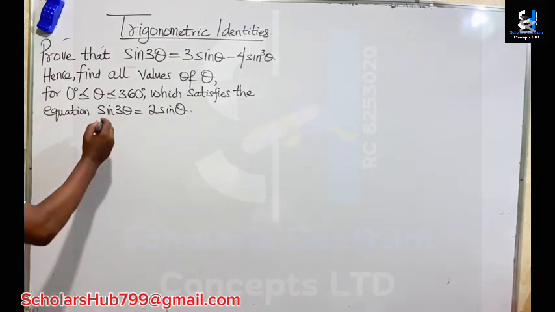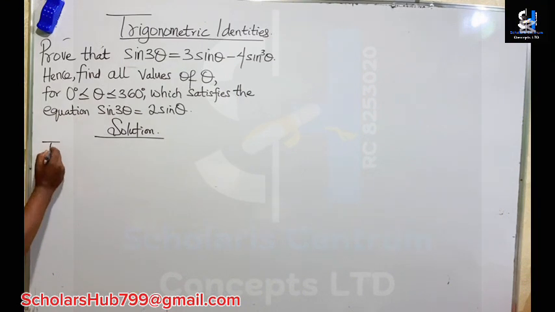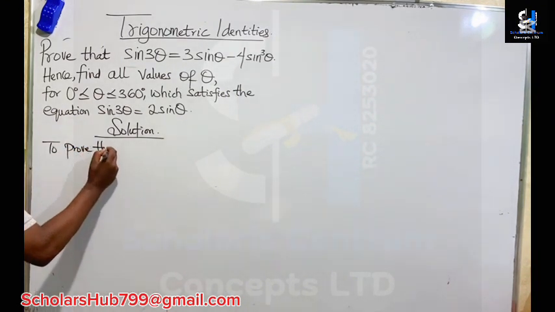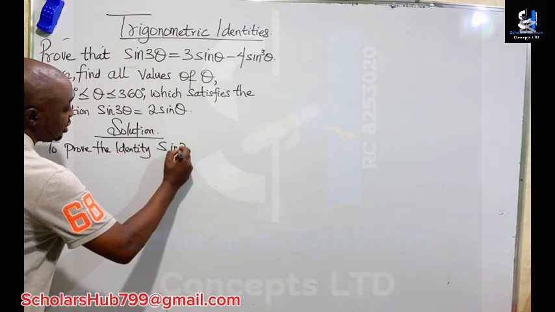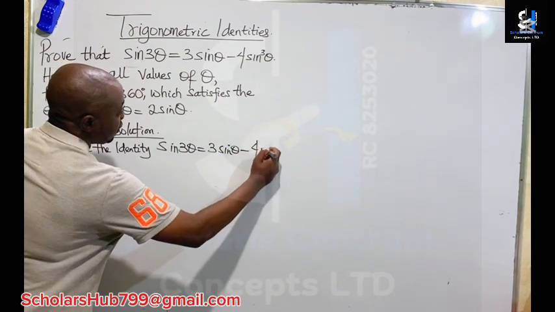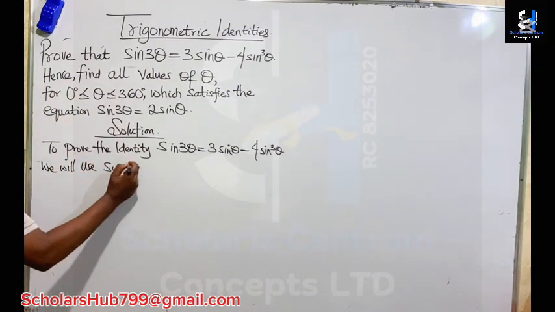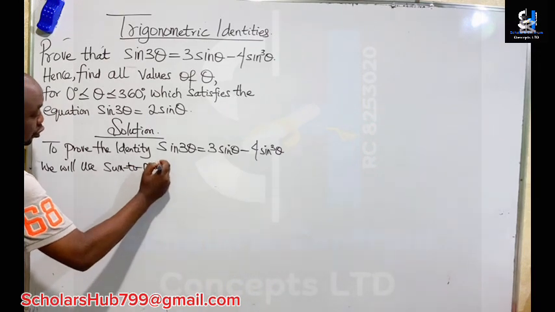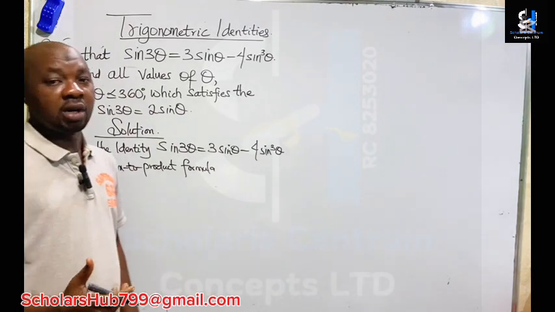Now to prove, like I said, the identity sine 3 theta equals 3 sine theta minus 4 sine cube theta, we will use what we call the sum formula. It's one of the trig identities formulas that we know.